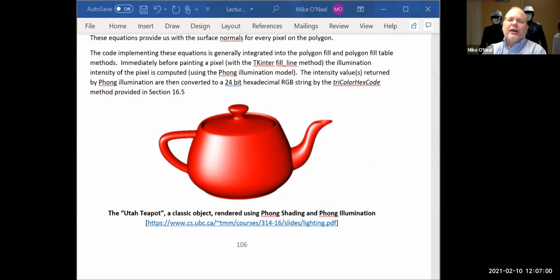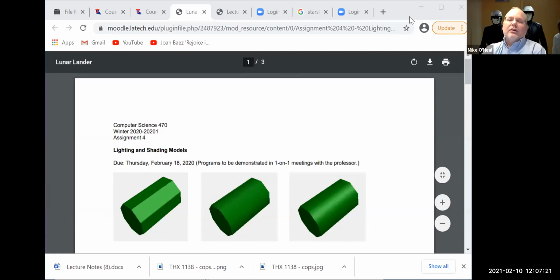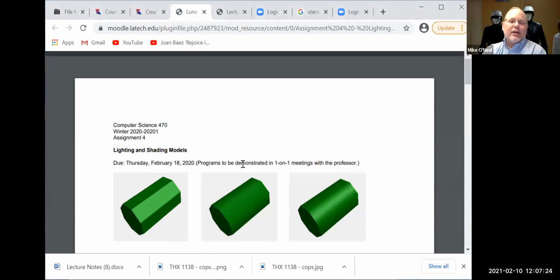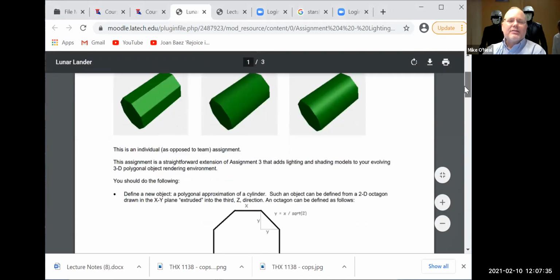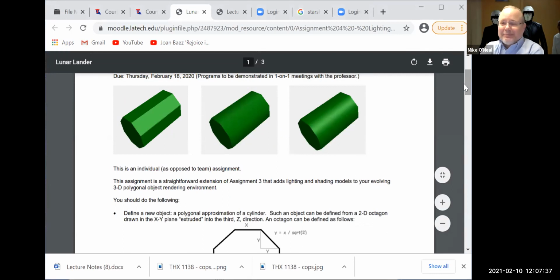Next up, what do I need to do? I need to quickly go over the assignment. Okay, so we're going to be doing lighting and shading. It's due a week from tomorrow. Since Mardi Gras is pretty much canceled due to COVID, and you're going to be stuck without any parades, you've got plenty of time.